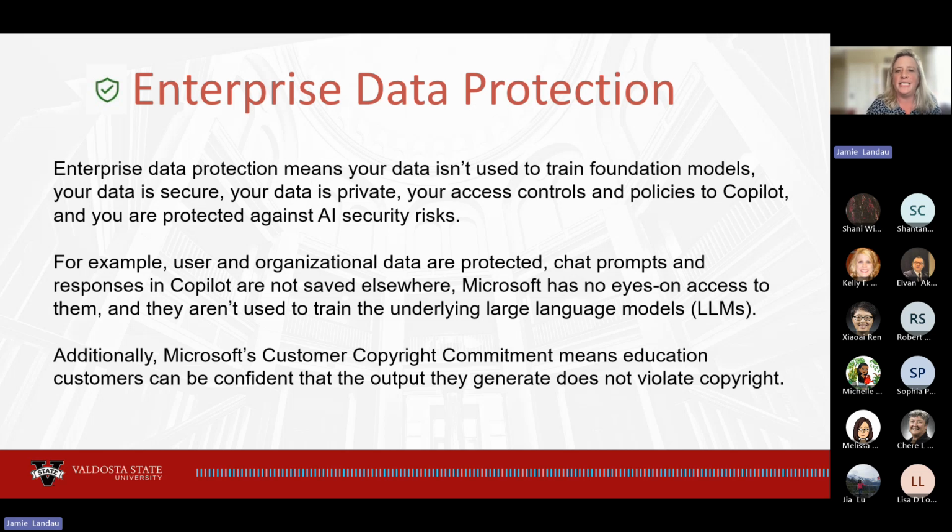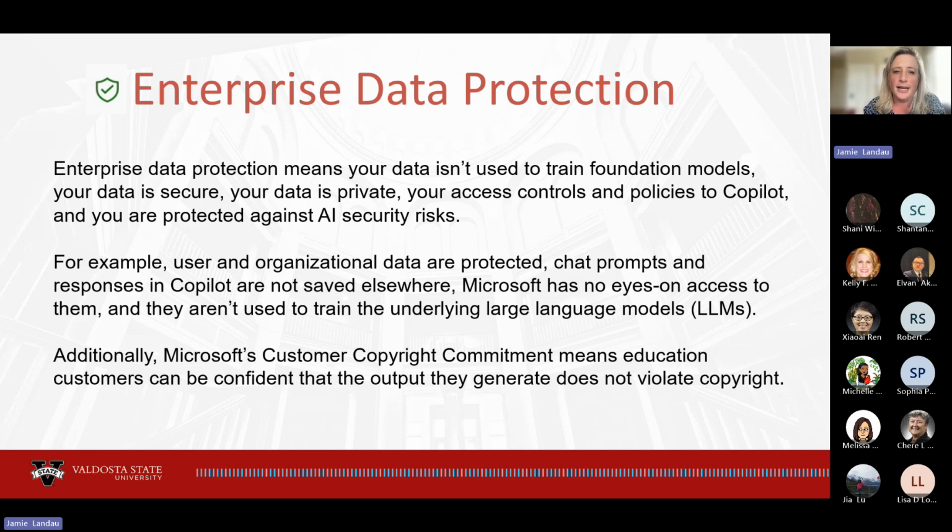So enterprise data protection means your data is not used to train the model. That is very different from ChatGPT. ChatGPT, all the data you put in there is then training the model, and it's open to everyone else to then have access to, right? Whereas Copilot does not do that. It doesn't train the model. Your data is secure, your data is private, and it's protected under our normal Microsoft security risks. So that means your prompts and your responses are not saved anywhere else in the cloud per se. Microsoft is not reading the data that you're putting in there, right? They're not using it to train their model.